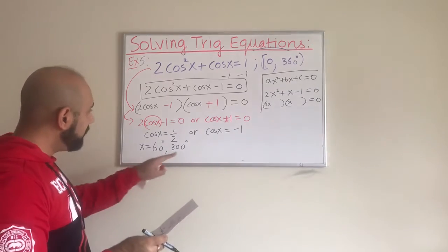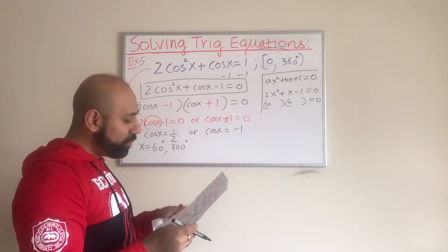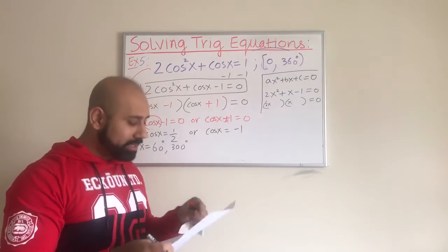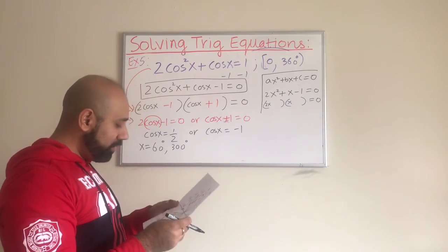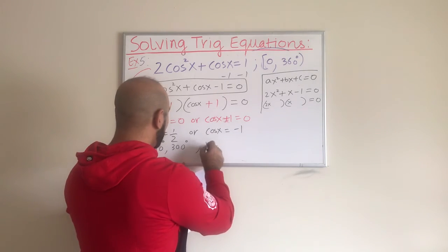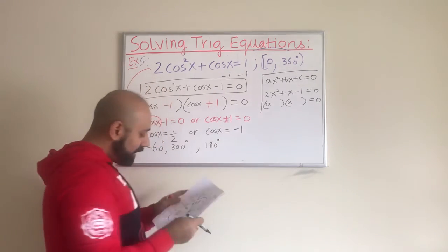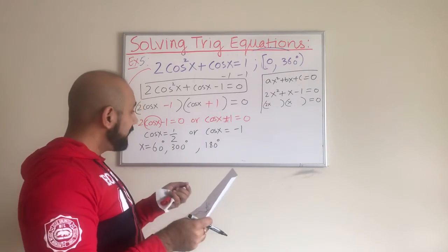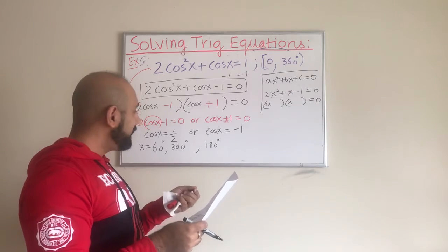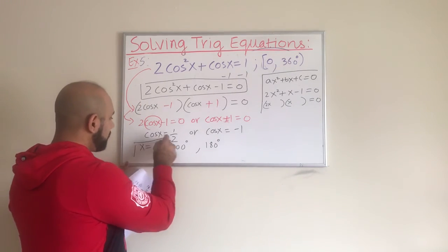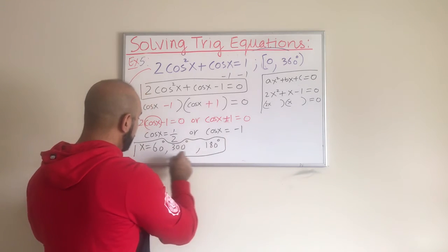Then the second one is -1. For -1, I have to look into the second and the third quadrant. In the second quadrant, the only value where I see -1 is cosine of 180, so it is 180 degrees. Guys, if I look into the third quadrant, there's no value for cosine that gives me a -1. So I think those are the only three values that actually solve this equation.